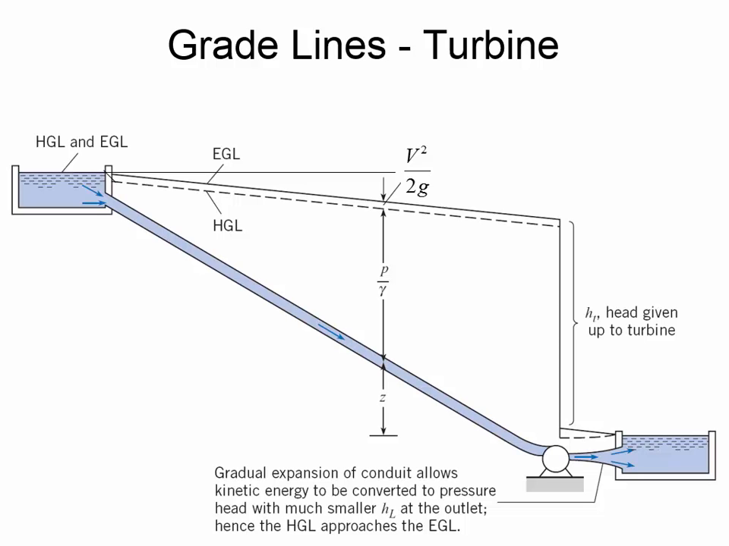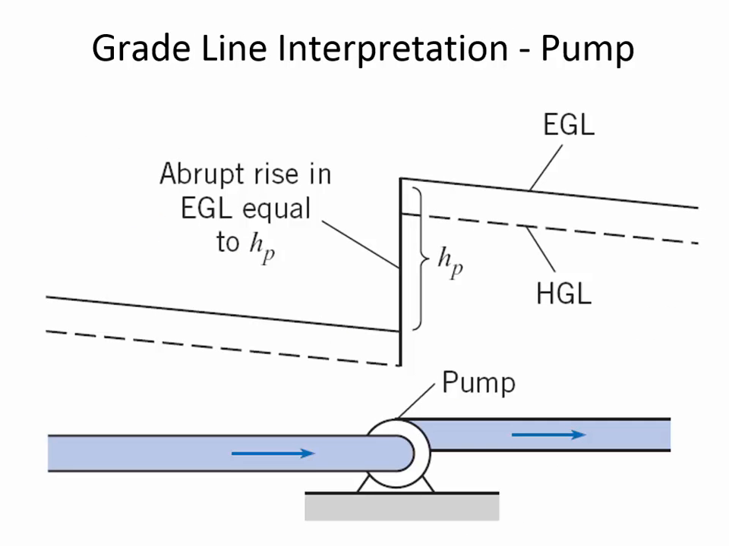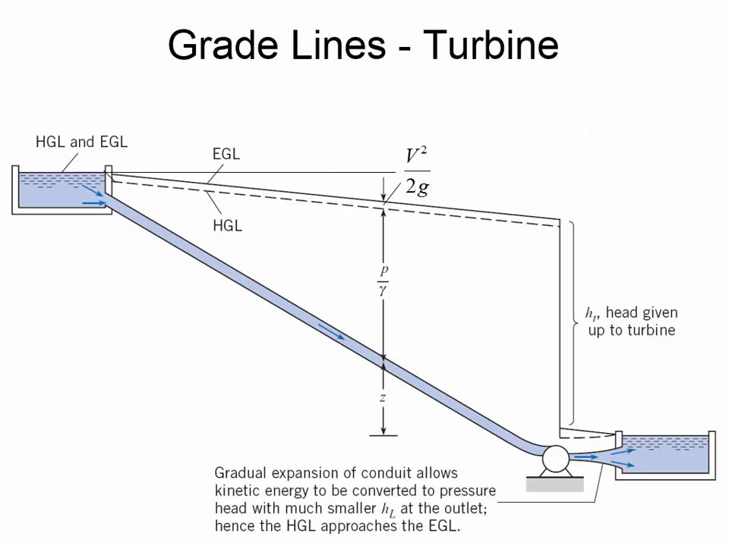In a lot of ways, a pump and a turbine are opposites. A pump adds energy in the form of pressure. A turbine extracts energy in the form of reduced pressure. So here the water is flowing from an upper reservoir to a lower reservoir. And so you'll notice the EGL and the HGL are sloping downward because of pipe friction. But then suddenly here's the turbine and you're losing a lot of head because the pressure is decreasing a lot due to that turbine.